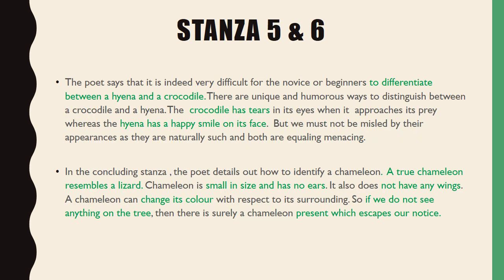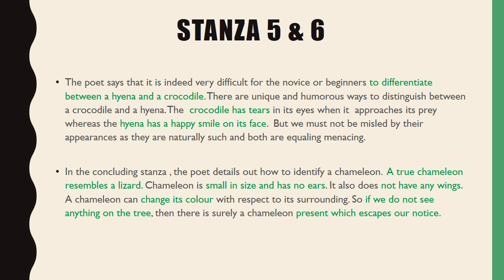In stanza 5, the poet says that it is indeed very difficult for the beginners to differentiate between a hyena and a crocodile. There are unique and humorous ways to distinguish them. She says that the crocodile has tears in its eyes when it approaches its prey, whereas the hyena has a happy smile on its face. But we must not be misled by their appearance as they are naturally such and both are equally menacing.